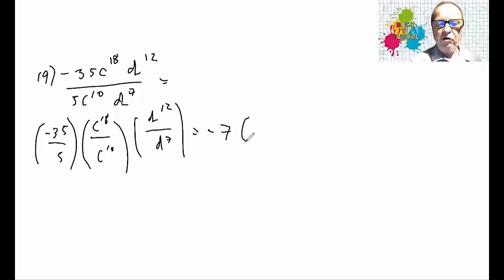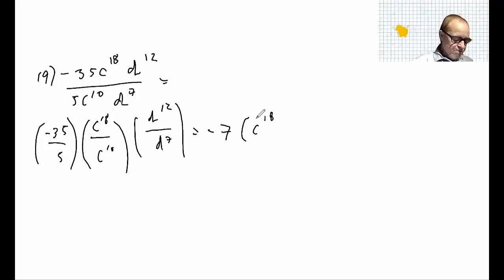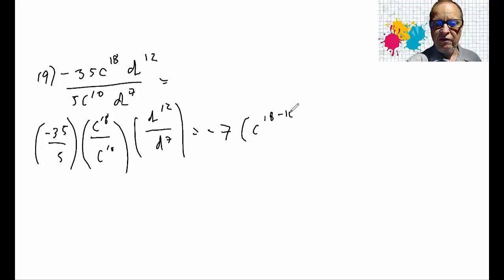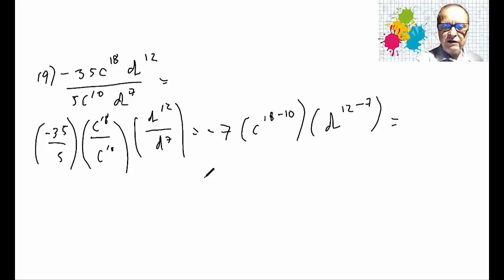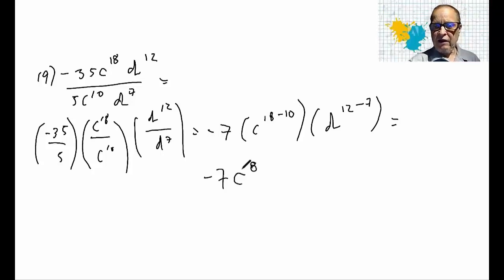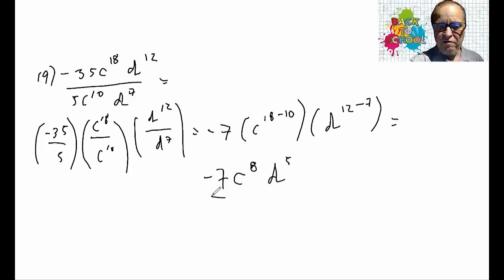And then for the next part, we get C, 18, using our quotient rule, minus 10. And then we get D, 12, minus 7. And then we continue to get negative 7. 18 minus 10 gives us C to the 8th. And then 12 minus 7 will give us D to the 5th. And that's our final answer.